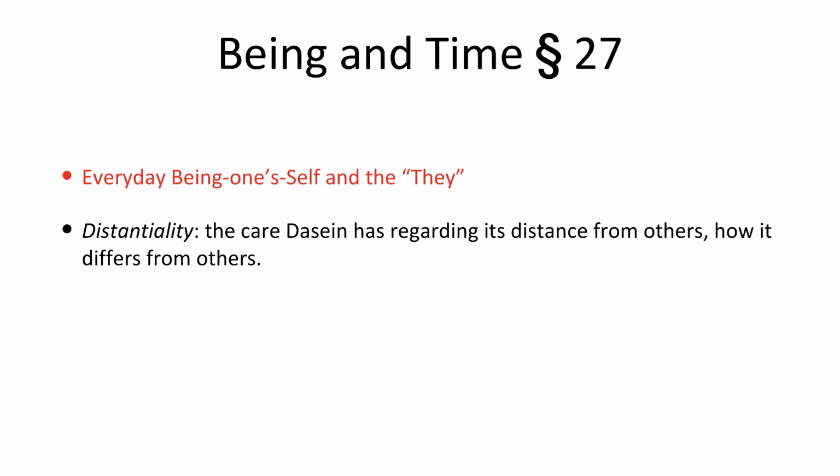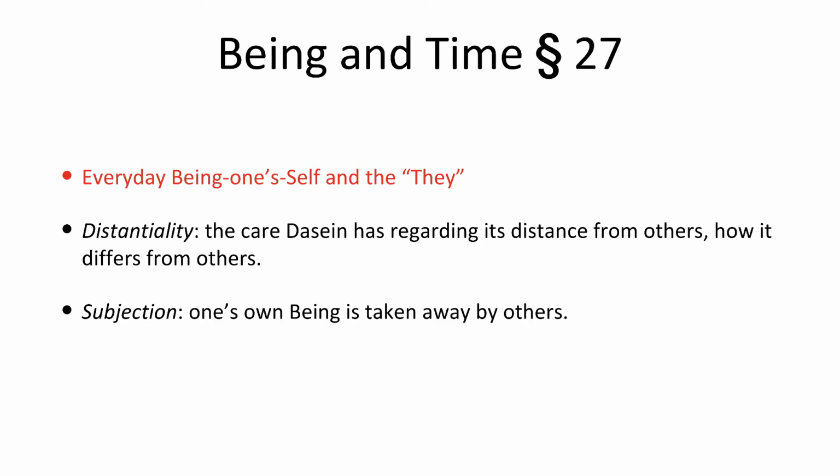All right, so what's part of this? Let's go back to a feature of spatiality, distantiality. What Heidegger means by distantiality here is the care Dasein has regarding its distance. Remember, that's not feet and inches. How close or far it is concernfully from others, how it differs from others. Heidegger thinks that we are always, in a way, sizing each other up, seeing what everybody else is doing, right? And the other piece of this is what he calls subjection, which is one's own being one's own, being oneself, is being taken away by others. How so? Well, you put them together: distantiality, this concern with the other, what they're doing, how they're doing it, how am I doing it compared to how they're doing it, and you put that together with subjection, it turns out that I am the they.